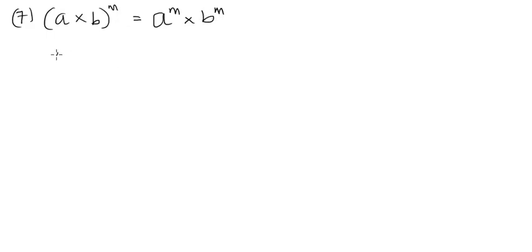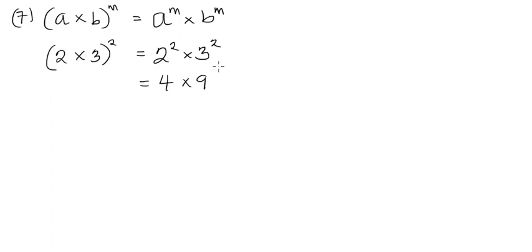If I have 2 multiplied by 3 all raised to the power of 2, this is the same as 2 squared times 3 squared. And that equals 2 squared is 4 times 3 squared 9, that is 3 times 3, and 4 times 9 equals 36. You can confirm that here. 2 times 3 is 6, 6 squared is still 36.